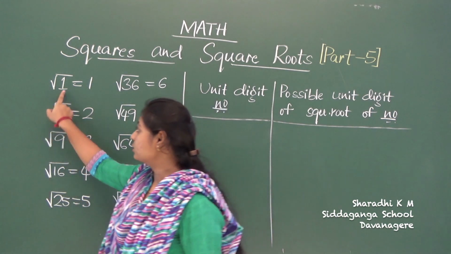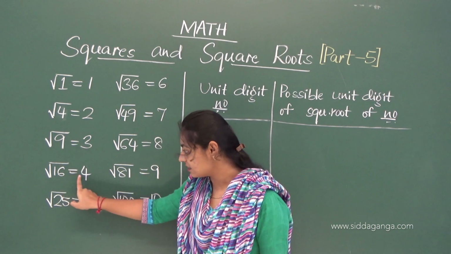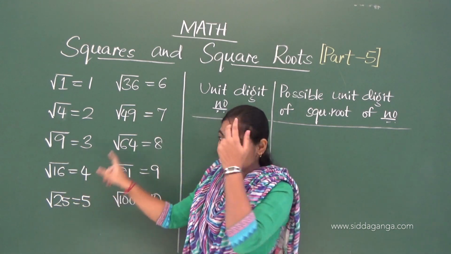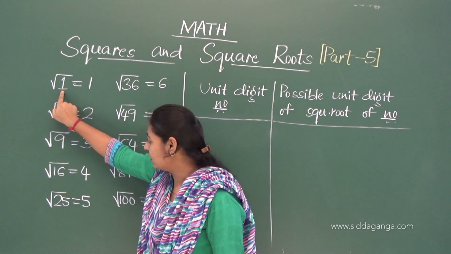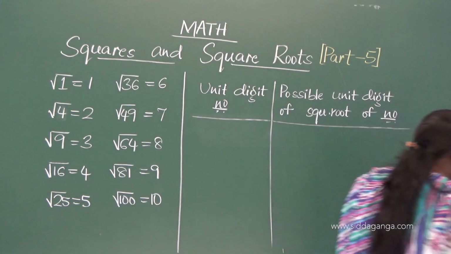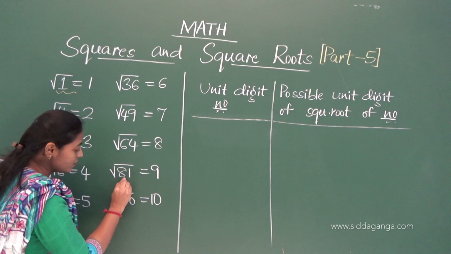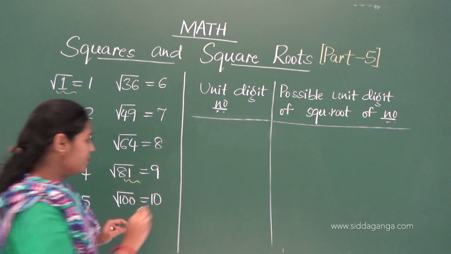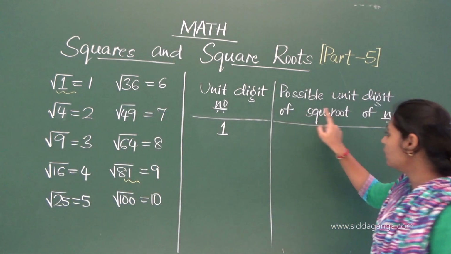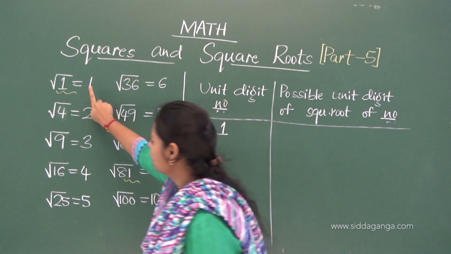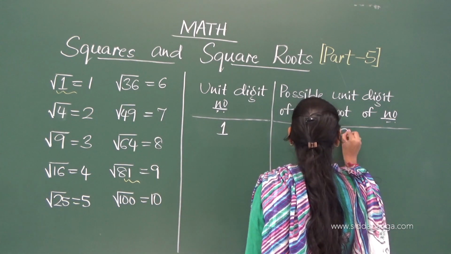We know that root 1 is 1, root 4 is 2, root 9 is 3, root 16 is 4, root 25 is equal to 5 and so on. Observe that if the unit place digit is 1, here 1 is in the units place and in 81 also 1 is in the units place. This means if the unit digit is 1, then the possible unit digit of the square root of a number is 1 or 9.